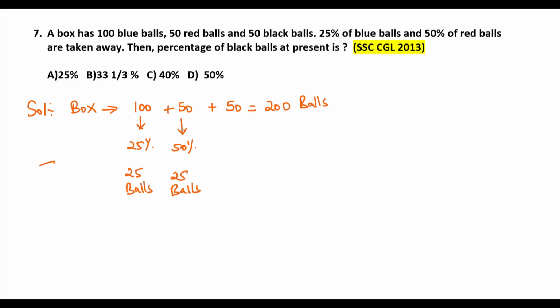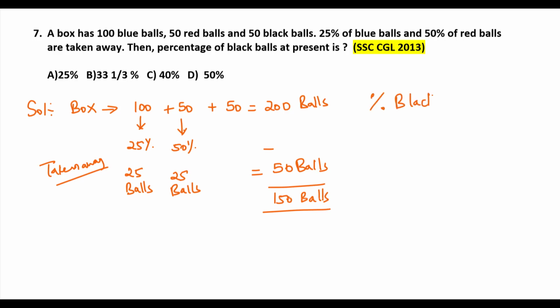So the total number of taken away balls, taken away means removed, is 50 balls. If you take away 50 balls from 200 balls, you'll get 150 balls. Now you have to find the percentage of black balls. The black balls in the beginning were 50, now also they are 50. Now the total balls is 150, so 50 by 150 multiplied by 100. So 50 ones are 50, 3 ones are 3, 33 and 1 by 3% is our answer.